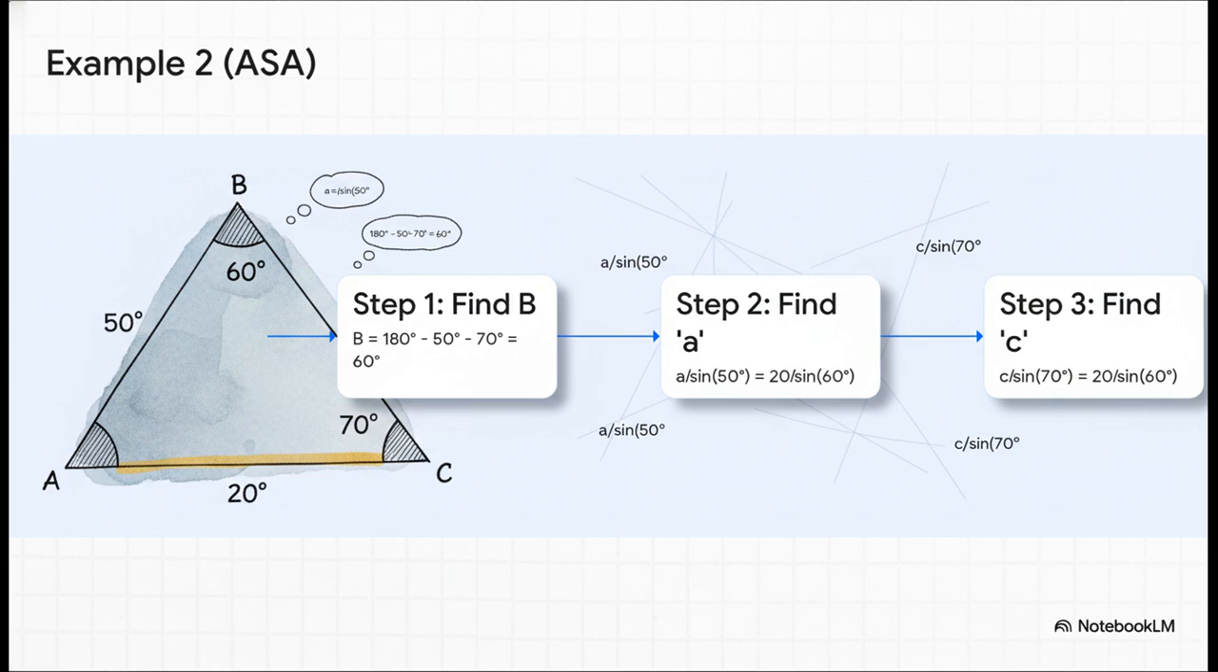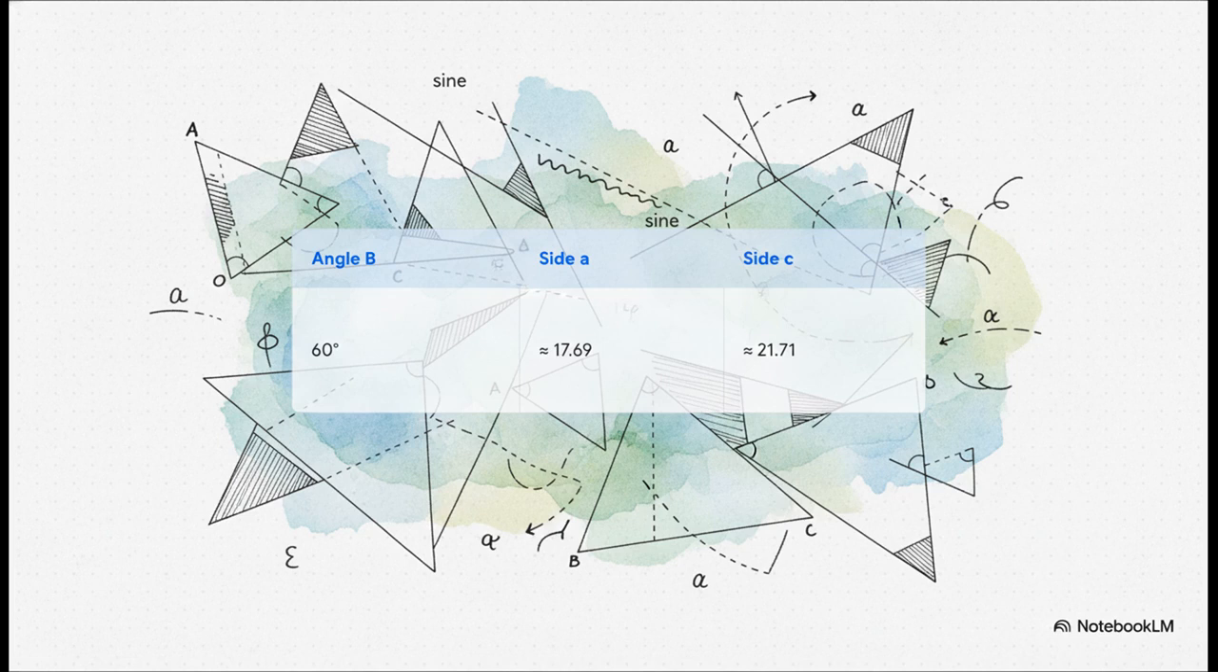Now we have a complete pair. We know side B and angle B. That's our golden ratio. We can use that known pair to find side A, and then use it again to find side C. And there you have it. We started with just an angle, a side, and another angle, and now look, we've found every single missing part. The whole triangle is completely solved. It's like being a detective for shapes.